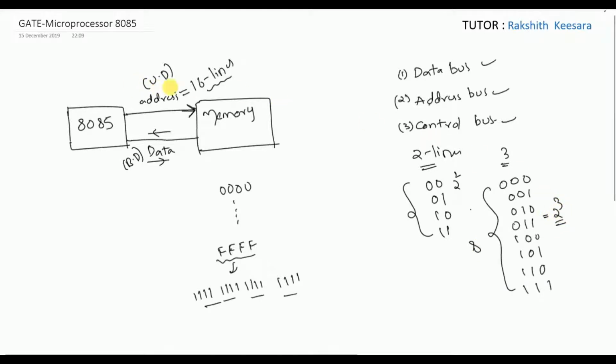But here you have 16 lines. So how many addresses can you send? 2 power 16. This many addresses you can send. So 8085 has 2 power 16 addresses. If you check here, let this be 0000. Let this be 0001. I'm considering the first 4 addresses, guys.